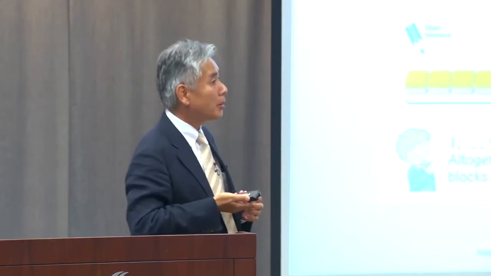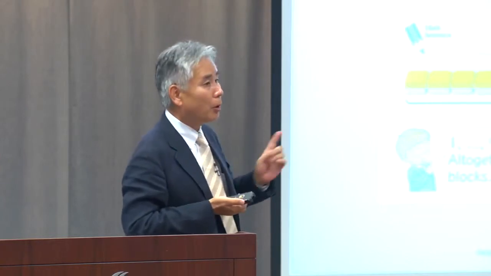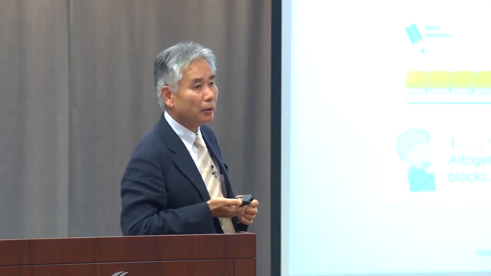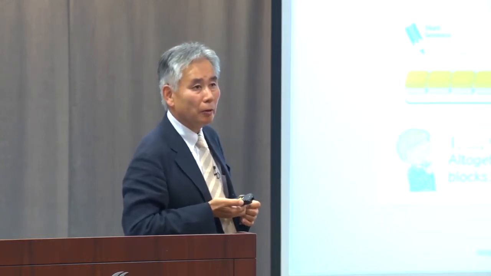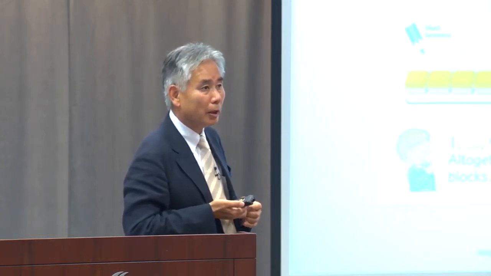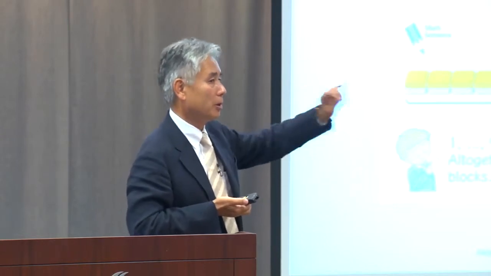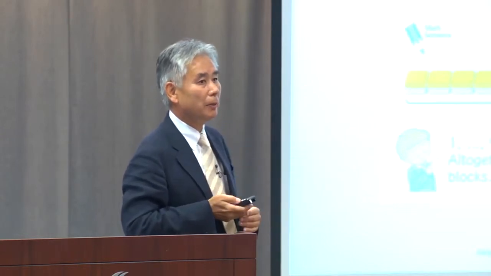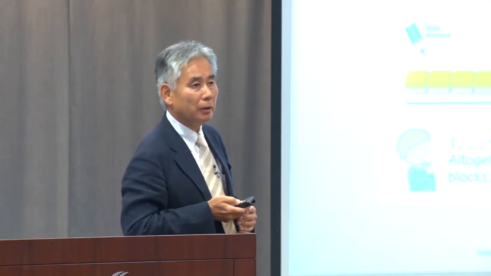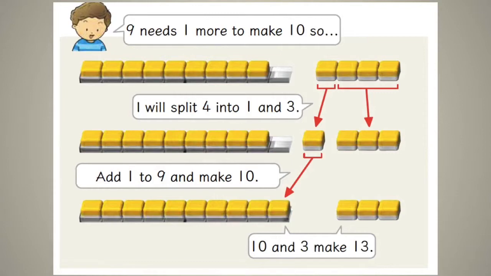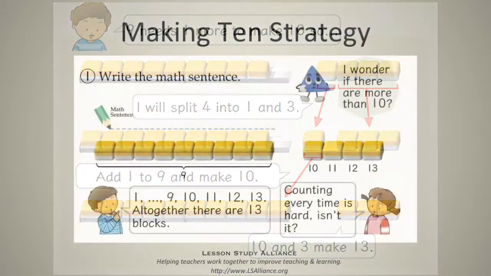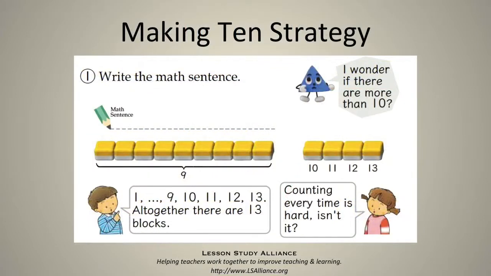Right? Or some students might say, well, I need 1 more to make 9 into 10. Right? So the 4 is 1 and 3. I'm going to give 1 to the 9, so that it becomes 10. So it's going to be 13. You don't have to count 1 by 1. Right? Like this. And some kids say it that way. However, some other students have no idea what he's talking about.